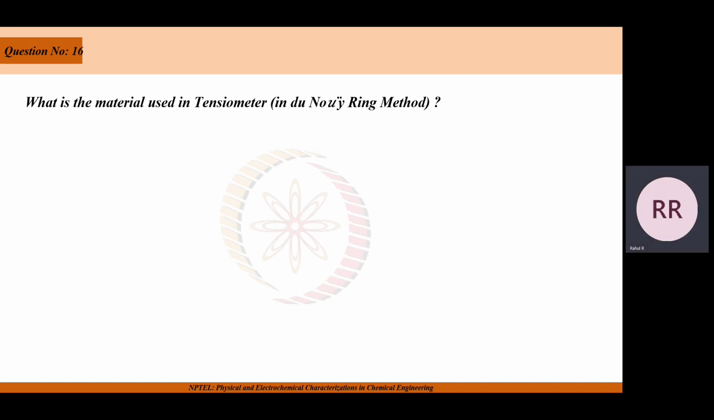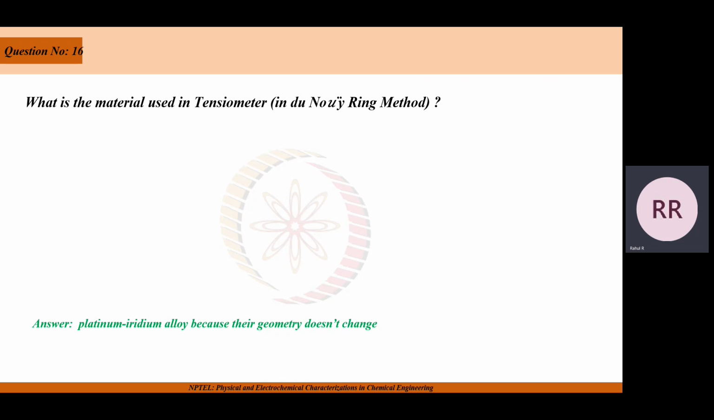Okay, now let me discuss the answer with you. Generally, the material that is used in the tensiometer is platinum iridium alloy because its geometry doesn't change. In the Du Noüy method, the geometry of the ring that is used is very important. So in order to preserve that geometry, we use platinum iridium alloy, which generally doesn't change shape.